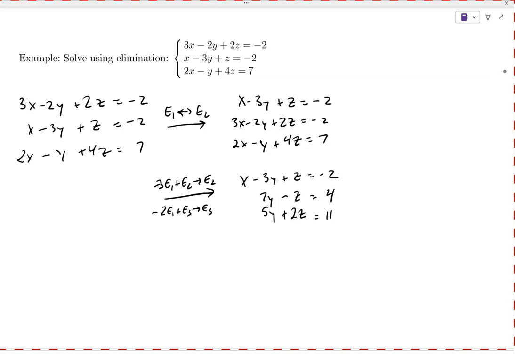So far, so good? All right. So that's step one. Like I said, this next one's going to be kind of ugly because we're going to get some fractions in here. That's okay. It happens. 1 here, 0 is below it. The next step is a 1 here, right? The easiest way to get a 1 here is to divide everything by 7, right?